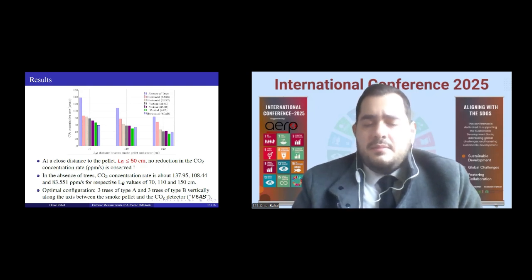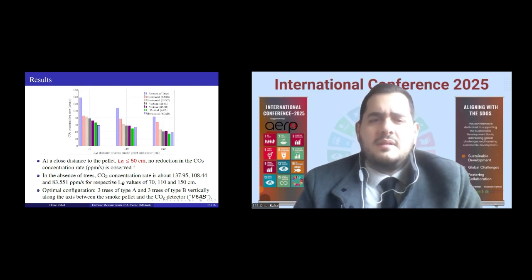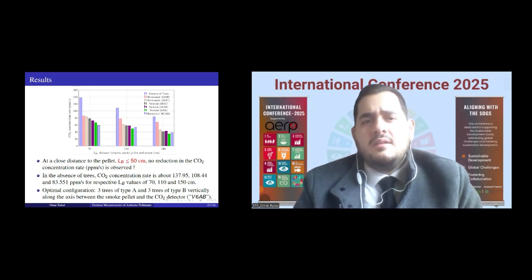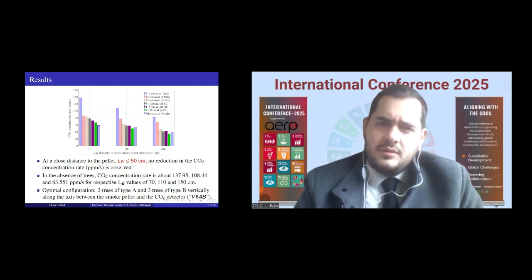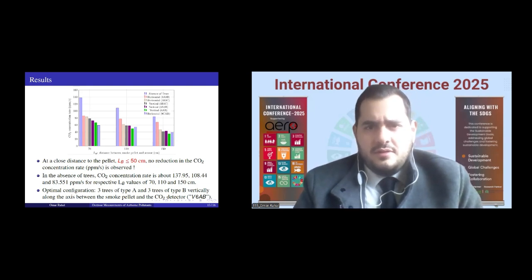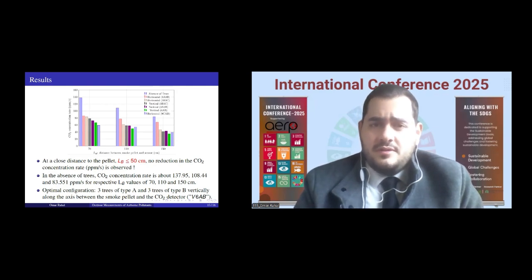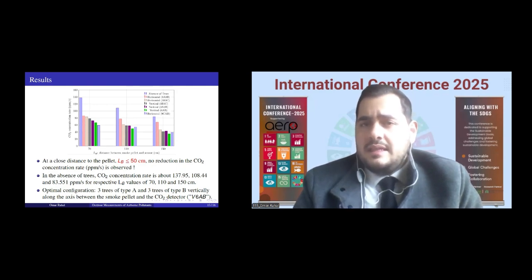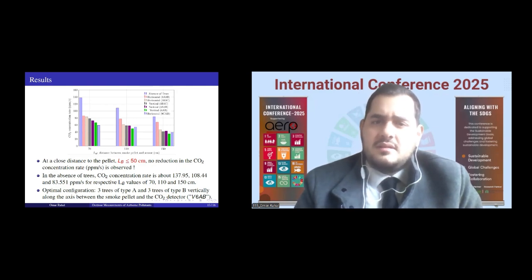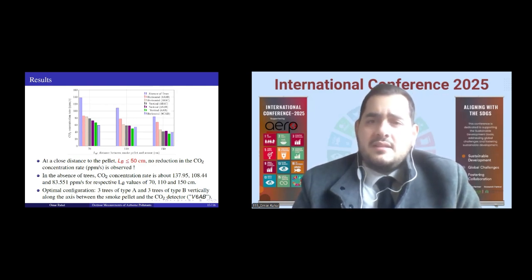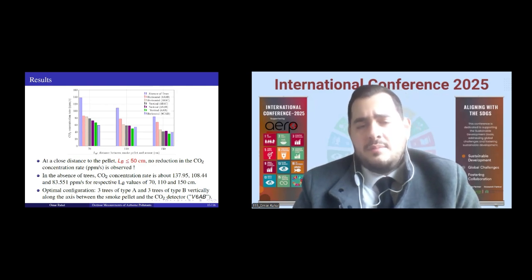Before doing all this, of course, we tested our sensor at a distance, which we called LB. There was no presence of trees, and the carbon dioxide concentration was observed. It was noted that when LB was less than or equal to 50 centimeters, there was no reduction in carbon dioxide. So we had to place our target away by 70 centimeters and above.